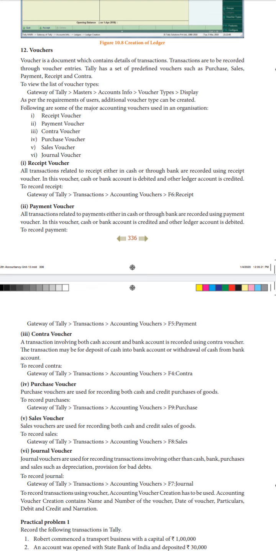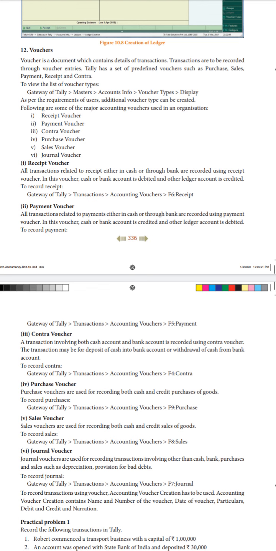Receipt voucher. Receipt, the word itself says it, right? Whenever any transaction involves receiving cash or receiving an amount through the bank, that will be entered in the receipt voucher. In this voucher either the cash or bank account is debited and the opposite ledger account is credited. To record this receipt, Gateway of Tally, Transactions, Accounting Vouchers, the F6 feature is to be used for receipts.